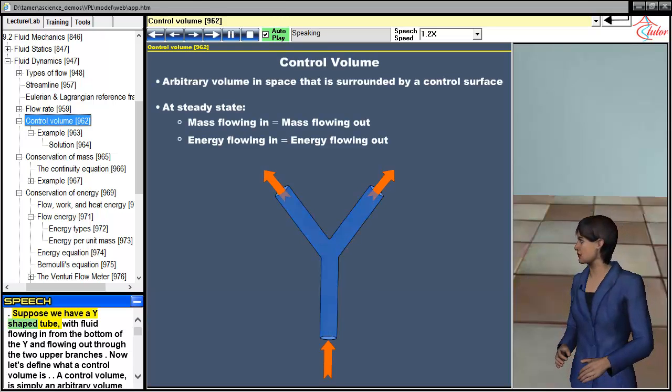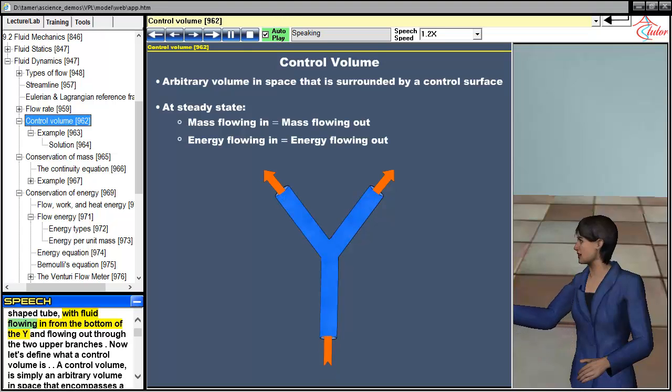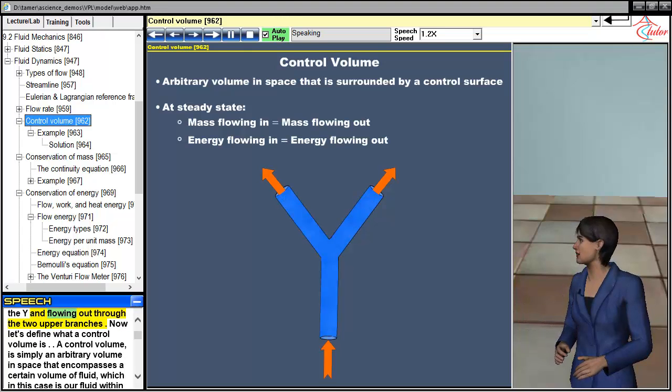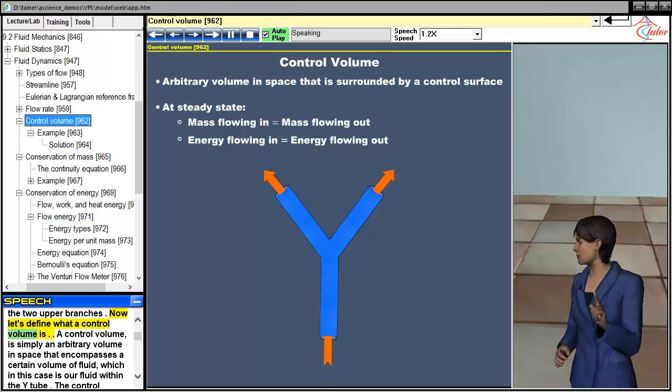Suppose we have a Y-shaped tube, with fluid flowing in from the bottom of the Y, and flowing out through the two upper branches. Now let's define what a control volume is.